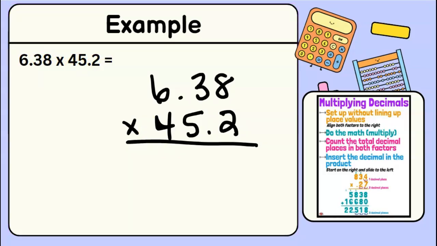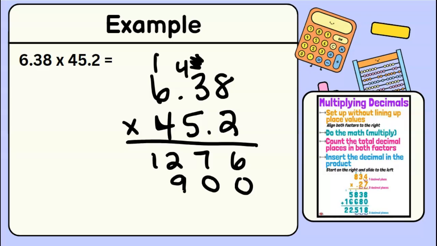2 times 8 is 16. 2 times 3 is 6 plus 1 is 7. And then 2 times 6 is 12. I'm going to go to my next level, multiply my 5 out. 5 times 8 is 40. Carry my 4. 5 times 3 is 15, plus 4 is 19. And then 5 times 6 is 30, plus 1 is 31.